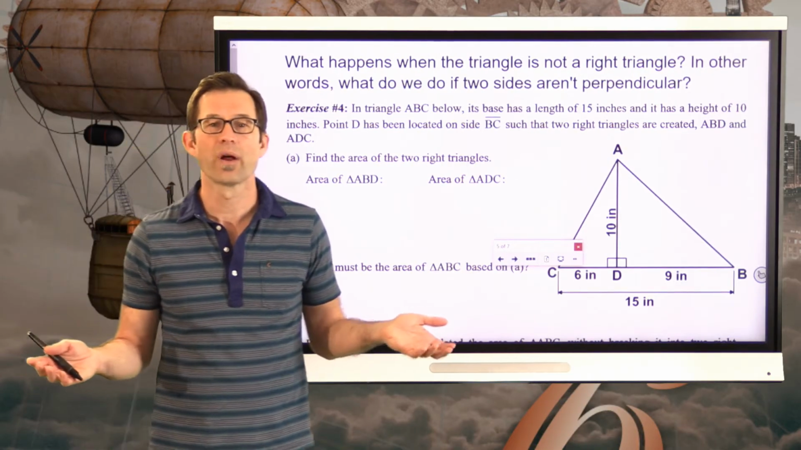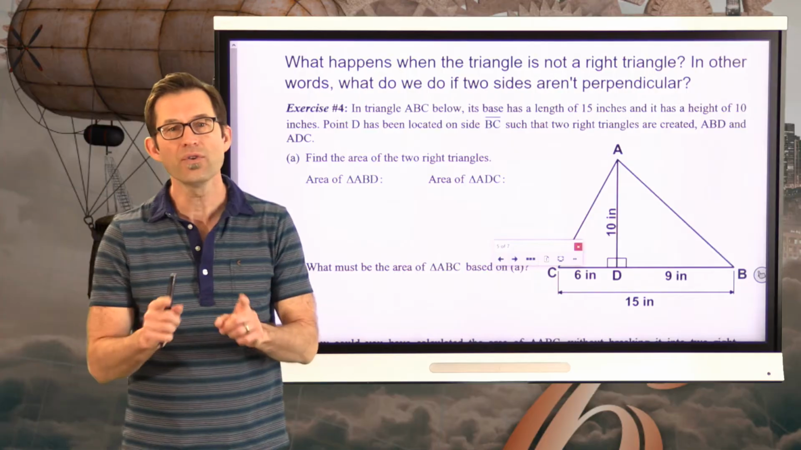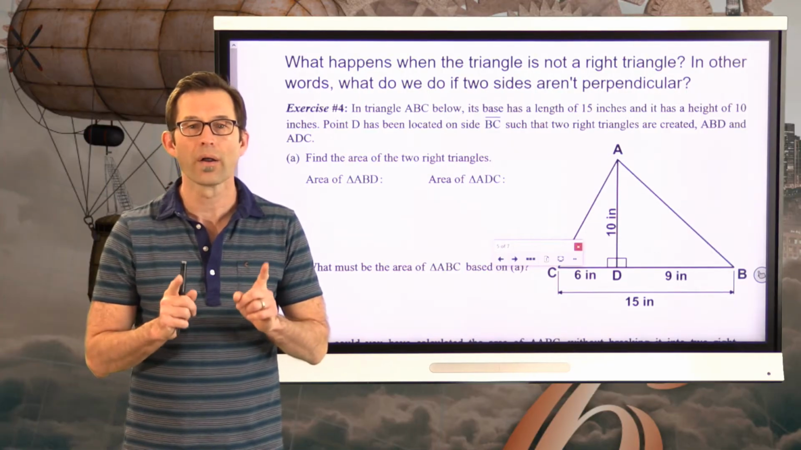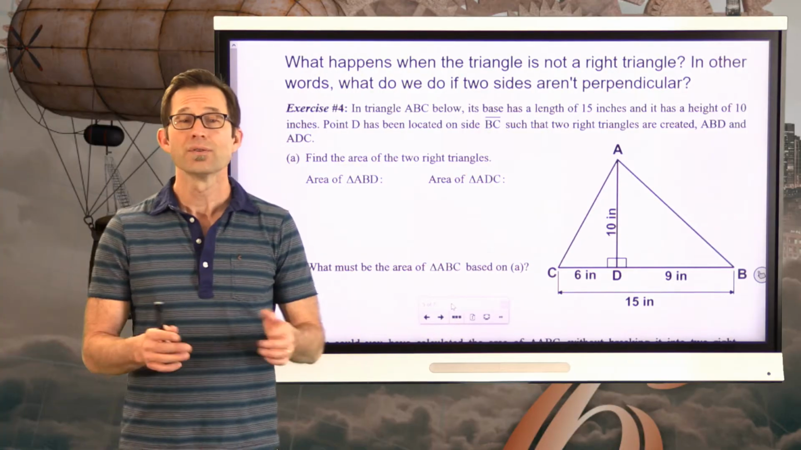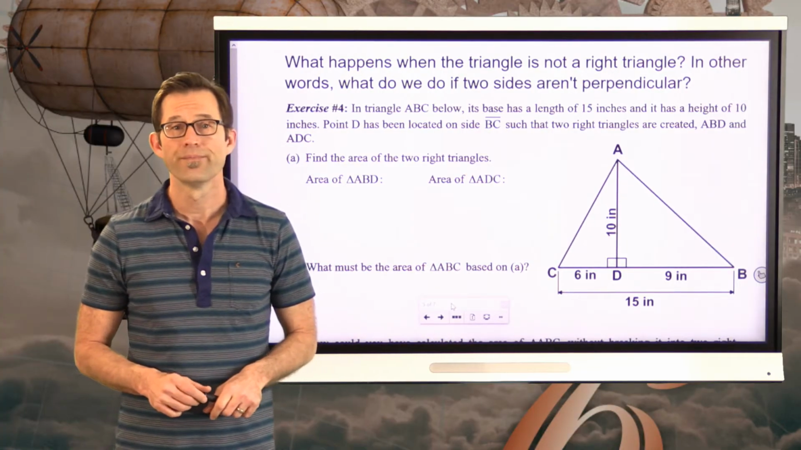All right. So what happens when the triangle is not a right triangle? In other words, what do we do if two sides are not perpendicular to each other? And that's more often the case, really. So let's take a look at exercise number 4.